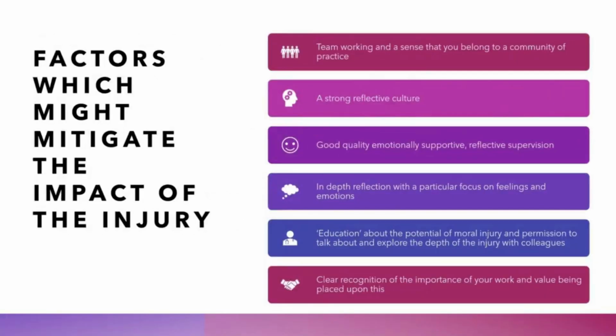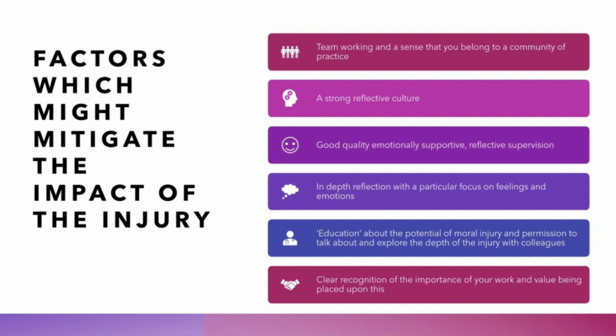But what we know from research is there are things that we can do to mitigate how much moral injury impacts on us. And we sought to address as many of these as we could as we developed the University of Chester Reflective Connections model. So we know that where people feel that they're part of a team and they belong to a community of practice, that's really important. It can really help to mitigate moral injury. There needs to be a strong reflective culture that is embedded at every layer within the organisation.